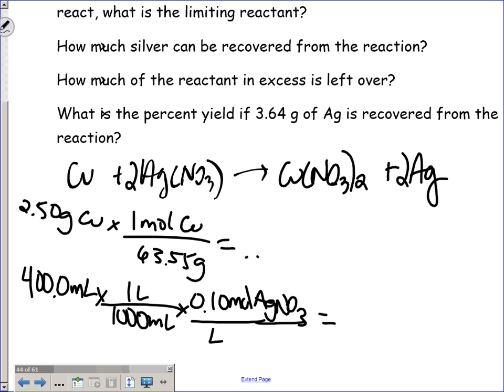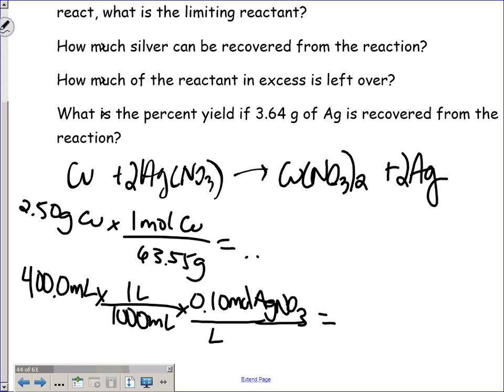So for your first step, did you take what was given to you and convert it to moles? Yeah. The first one was probably easy with the copper. You can take your grams of copper to moles of copper fairly easily.